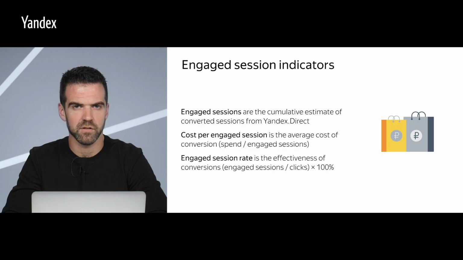What are these indicators? Let's look at them. Engaged sessions are the cumulative estimate of conversions of sessions from Yandex Direct. Cost per engaged session is the average cost of conversion, the expenditure divided by the engaged sessions. The engaged session rate is the effectiveness of conversions. The engaged sessions divided by clicks, multiplied by 100.